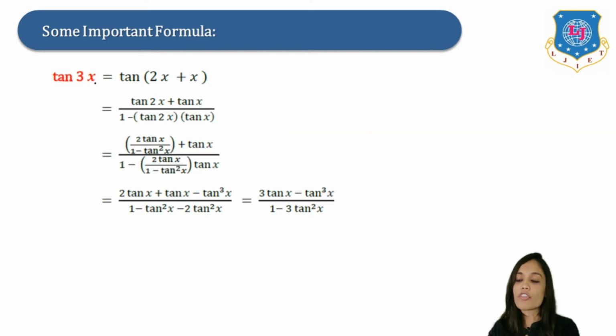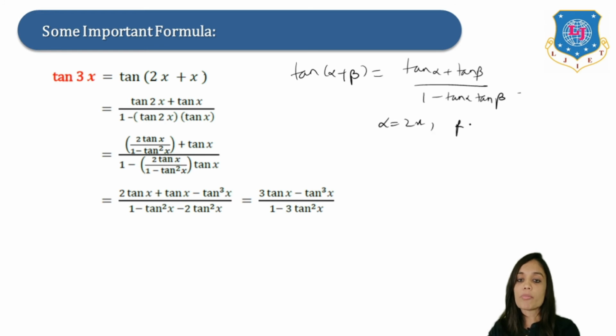Similarly, let us find the formula of tan 3x. Now this can be written as tan(2x + x). We know the formula of tan(alpha + beta), that is (tan alpha + tan beta) upon (1 - tan alpha tan beta). Now put alpha as 2x, beta as x. So on putting, you will get (tan 2x + tan x) upon (1 - tan 2x into tan x).